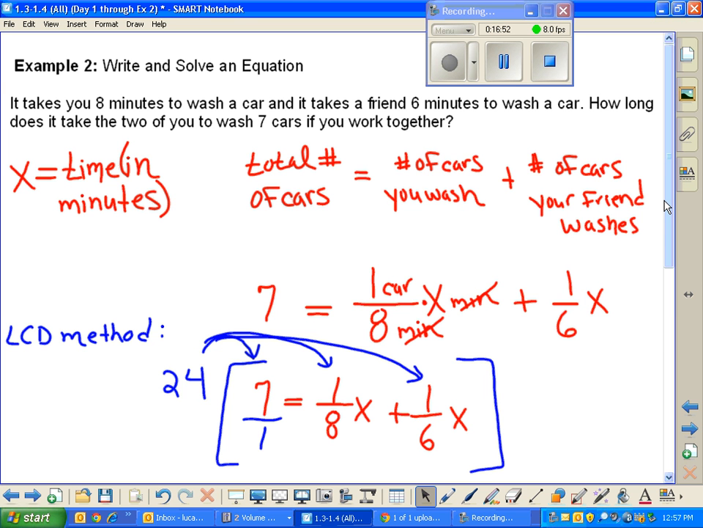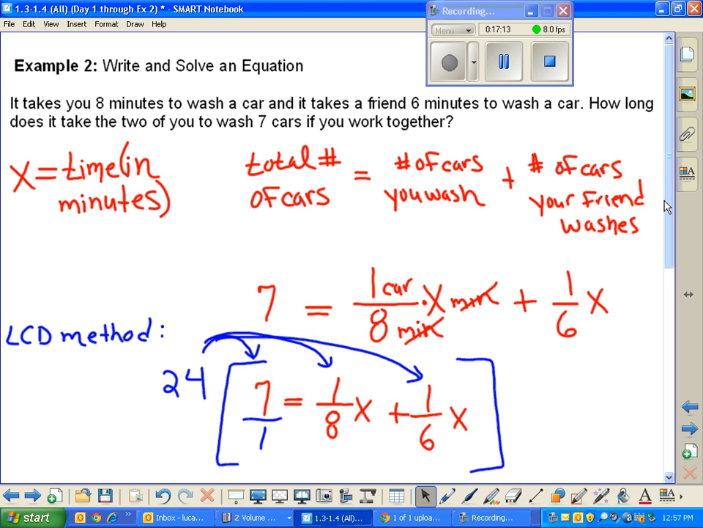That helped us define or declare our variable. So that was step 2. I didn't know the amount of time, so my variable was x equals time in minutes. I then wrote a sort of verbal model. I know that to wash 7 cars total, I have to wash some cars and my friend has to wash some cars. So then I went ahead and wrote my variable expression for each of those things.